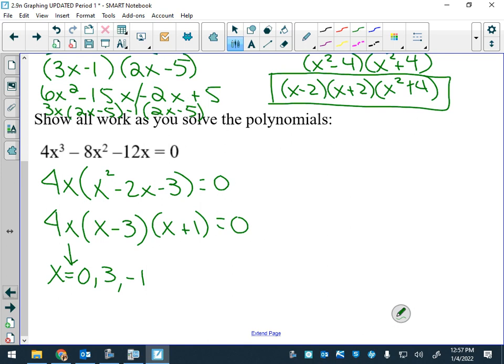So you always want to look for greatest common factor first, which here, pretty simple, was 4x. Once you factor that out, you're left with x squared minus 2x minus 3. But you are looking for solutions, so 4x you can't get rid of. Also, what is our degree? 3. So how many solutions should we have? 3. If you eliminate that 4x, you're missing a solution there. Any questions on these four?